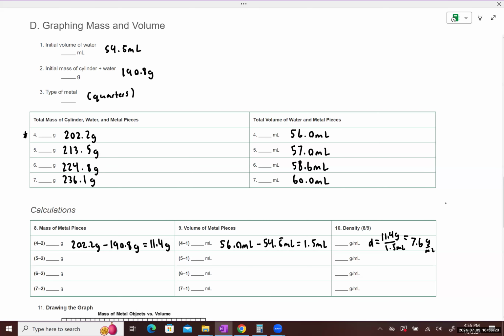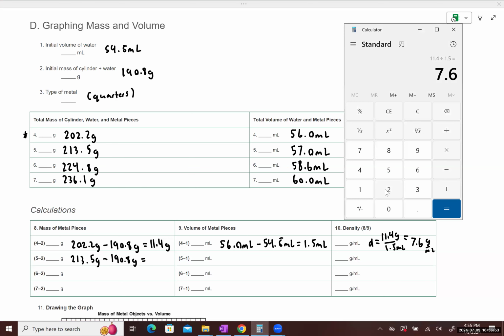Sometimes that happens. Okay, let's continue on the calculations. To calculate the mass of metal pieces in our second solid addition, again, we take the total mass and we subtract out the mass of the graduated cylinder and water.